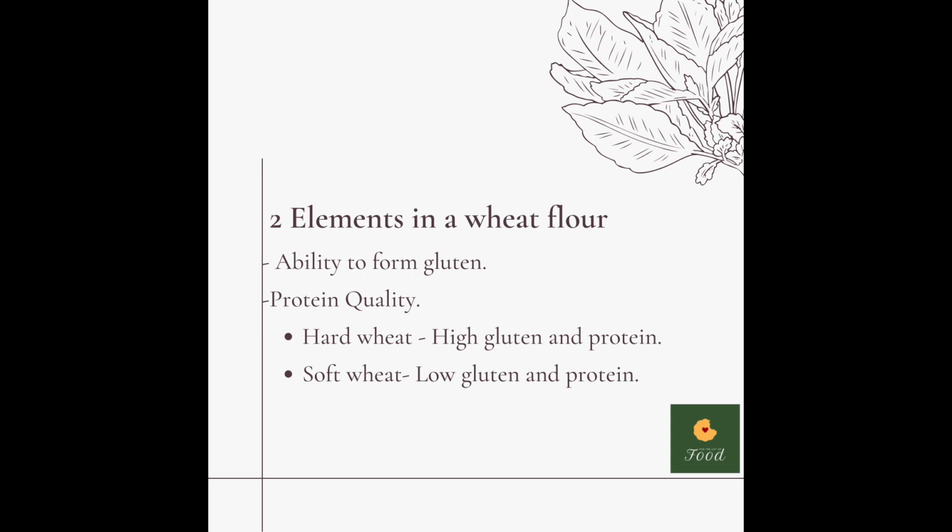For hard wheat, the protein and the gluten contents are very high, and hard wheat is usually used in bread and to make rotis, pastries and pastas. For soft wheat, the gluten and protein quantities are low. All-purpose flour is usually made from soft wheat, and soft wheat is used to make bakery items like cakes and biscuits because of its crumbly texture.